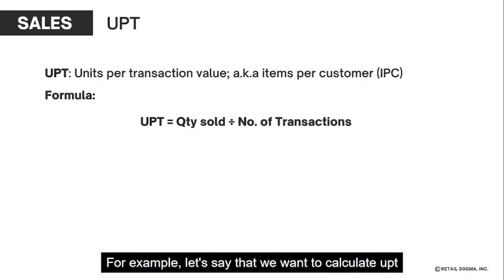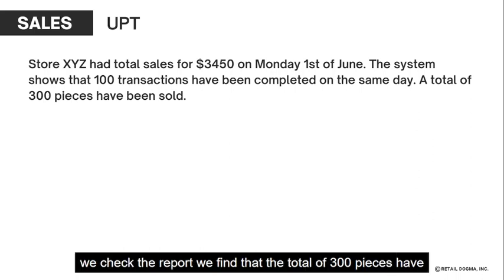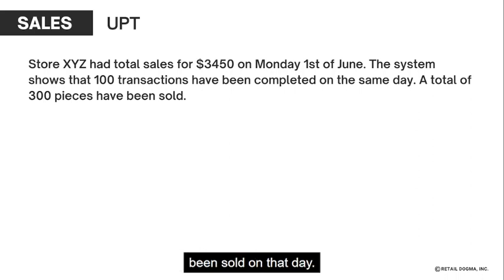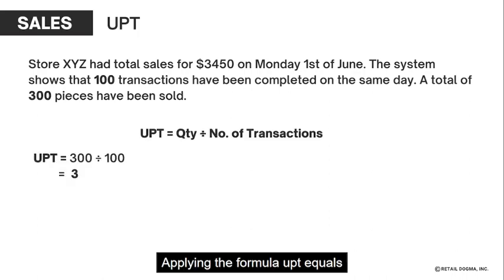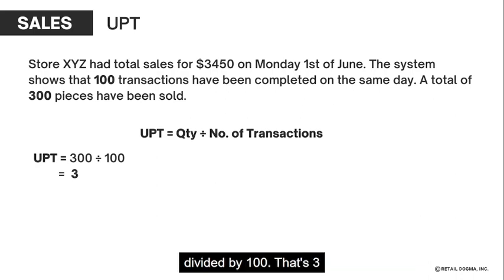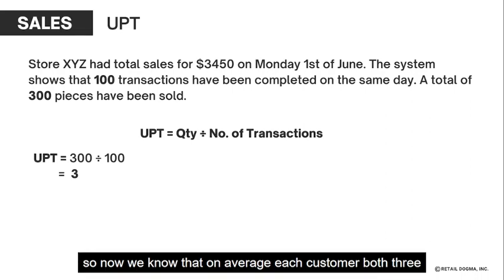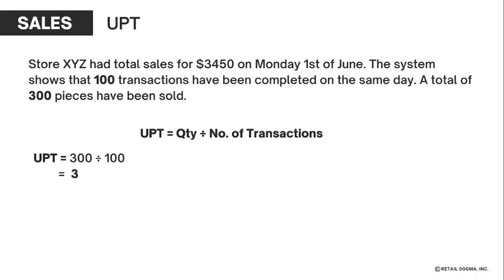For example, let's say that we want to calculate UPT for the same trading day, which was Monday, 1st of June. We mentioned before that the number of transactions for that day were 100. Now, when we check the report, we find that a total of 300 pieces have been sold on that day. Applying the formula, UPT equals quantity divided by number of transactions, we get 300 divided by 100, that's 3. So now we know that on average, each customer bought 3 pieces.